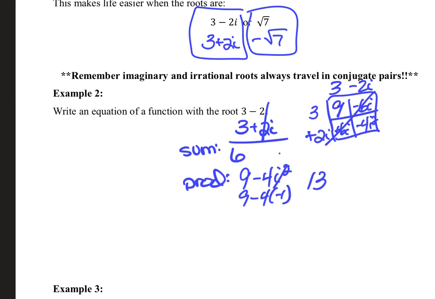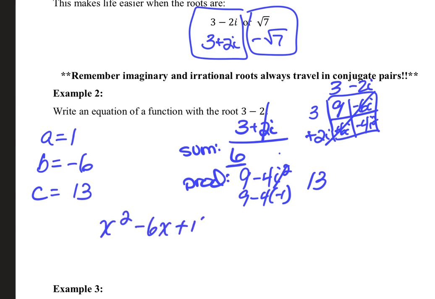Okay, so A equals 1, always. Straight up, just 1. B equals the opposite of the sum. So the sum is 6, so B is going to be negative 6. And then the product is just your C. So the equation is x squared minus 6x plus 13. And remember to always put your y equals or f of x equals there.